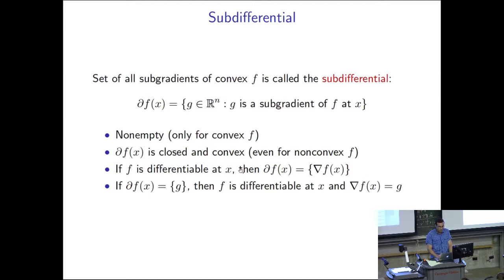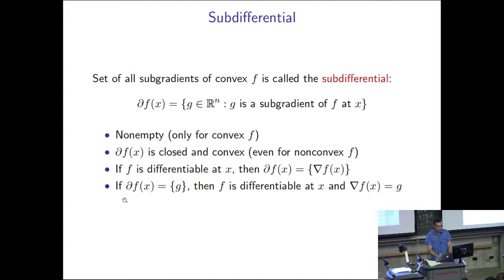If f is differentiable at x, then the subdifferential only has one point, and that's the gradient. We already kind of learned this, right? That when it's differentiable and convex, gradients and subgradients are the same. And conversely, if there's just one element of the subdifferential, so there's only one subgradient, then it must be differentiable, and that is its gradient.